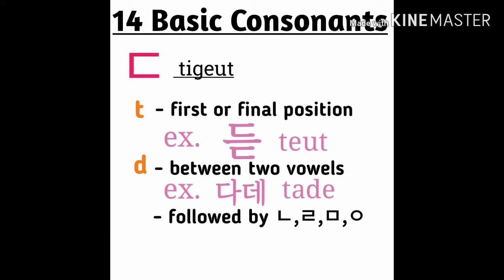Last rule for tigut is when it is followed by nian, riel, miam, and iyeng, it will sound as letter D. For example, this word. The final consonant in the first syllable is nian and it is followed by tigut. This tigut will be pronounced as letter D. We will read this word as tandi.